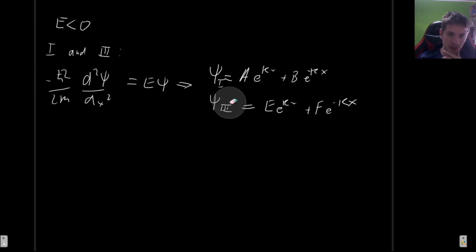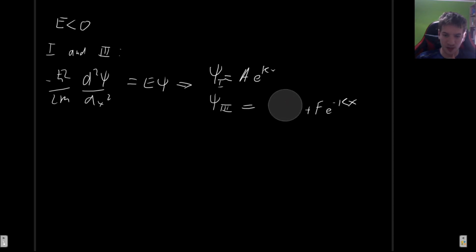And as previously, we now have to discard some of these solutions because as x goes to minus infinity, this term right here is going to go to infinity, which means it's not normalizable, so we can't use it. And as x goes to infinity, this term right here will go to infinity, so it will not be normalizable. So in the end, our solutions to these two regions will be those.